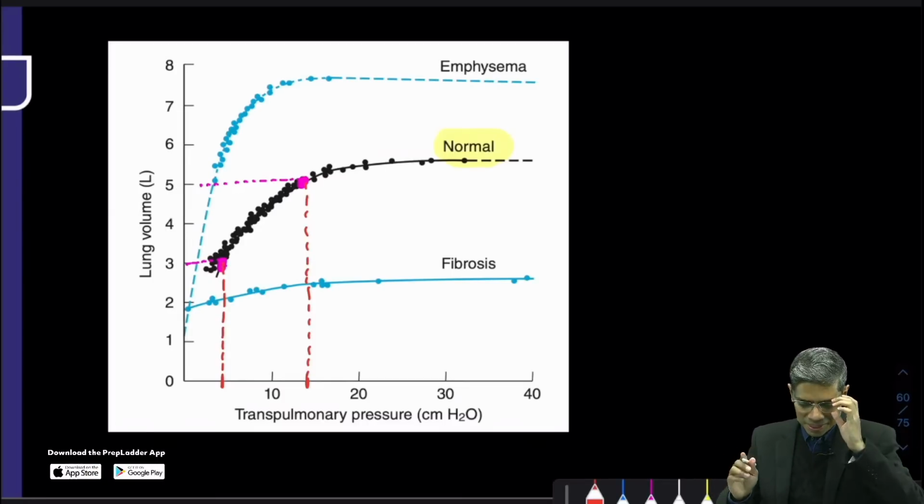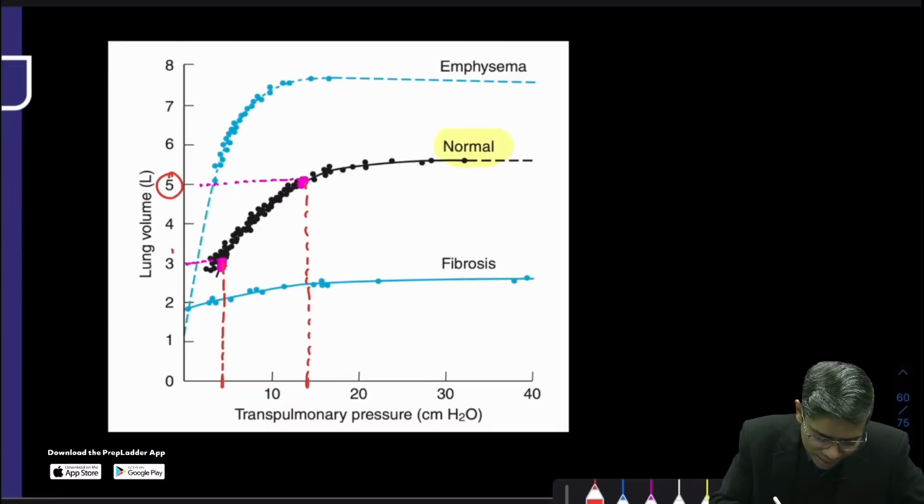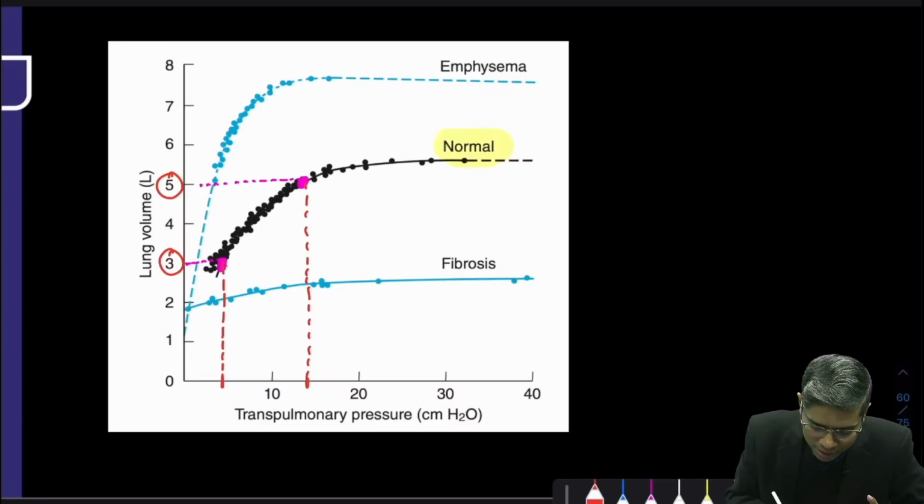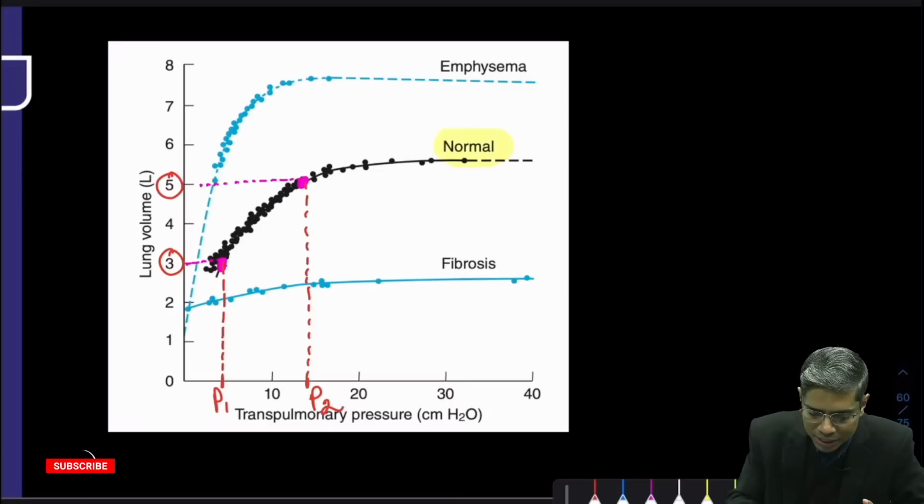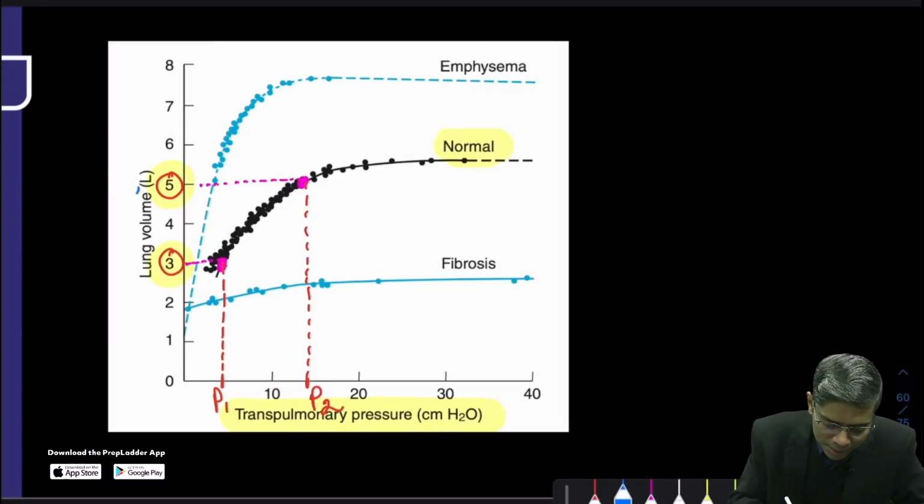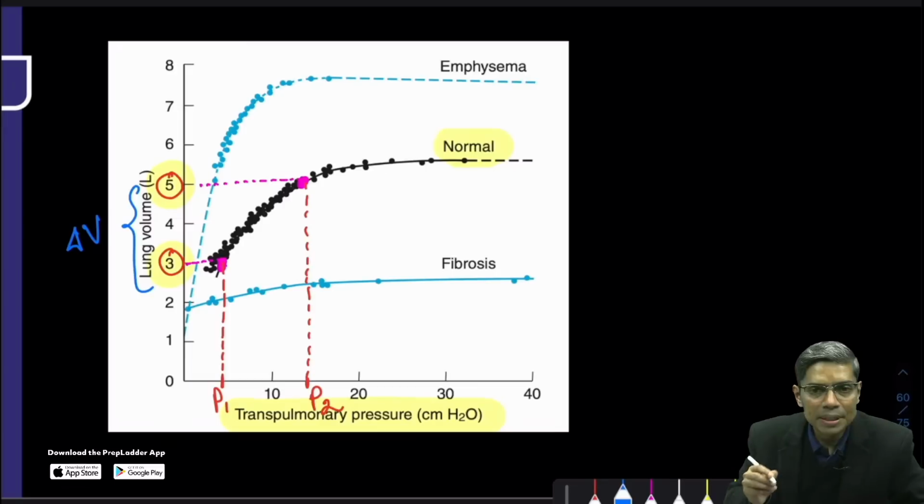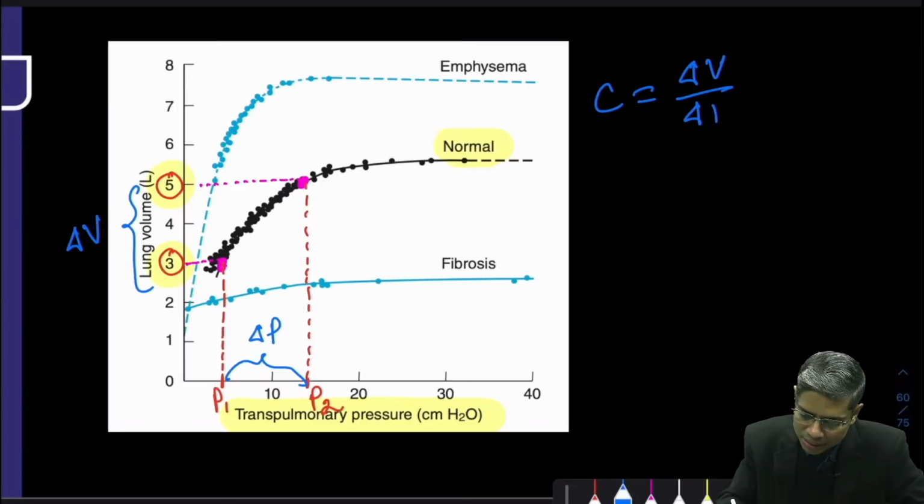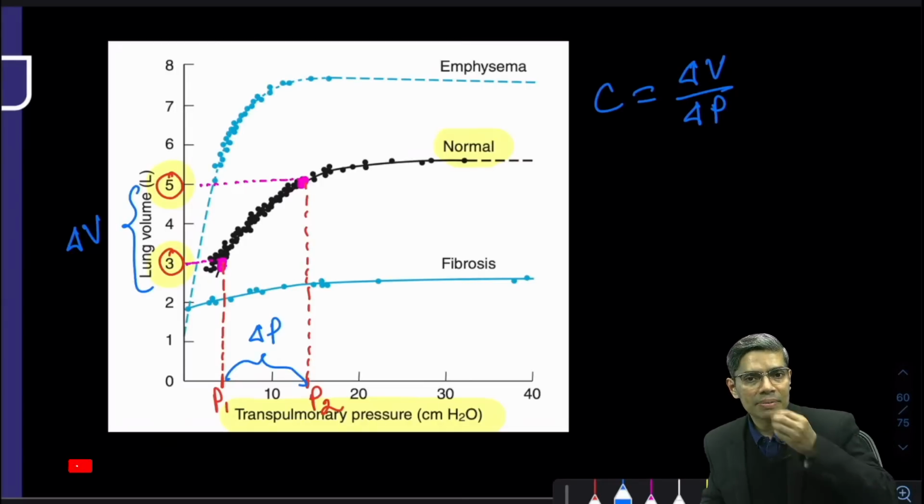Now if I take the difference between 5 and 3, this is the volume change of the lung. This volume change is due to this pressure change, P1 minus P2. So if I change this pressure P1 to P2, then volume is increasing from 3 liter to 5 liter. This 3 liter to 5 liter is the change in volume, delta V, and this P1 to P2 is delta P. Compliance formula is delta V upon delta P.